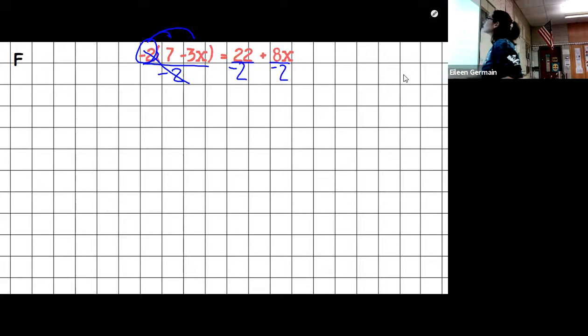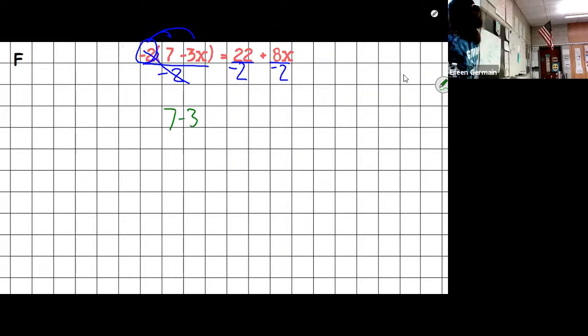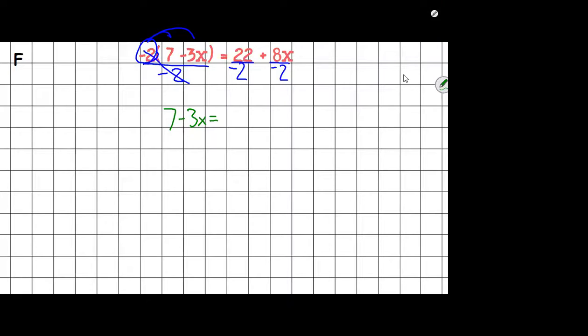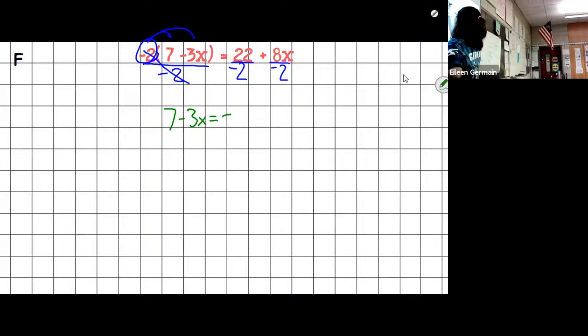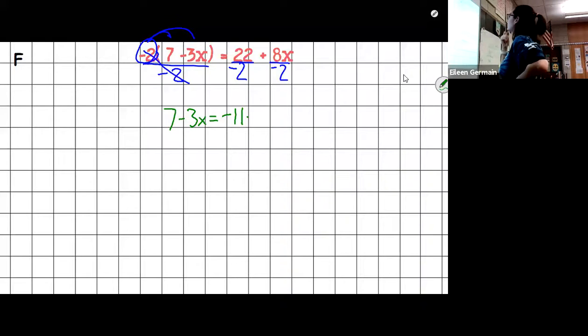We can simplify it. So what would I be left with on my left side here? Cam? You'd be left, because you cancel out the -2, with just the 7 minus 3x. Very good. And then what would I get when I divide 22 by 2? 11. And what kind of 11 would it be? Negative. A -11. Very good. And then I have an 8x divided by -2. So what kind of x would that be? What would the answer be?